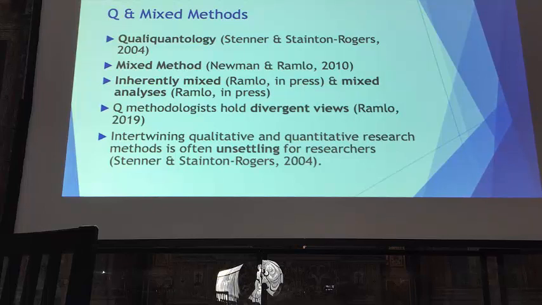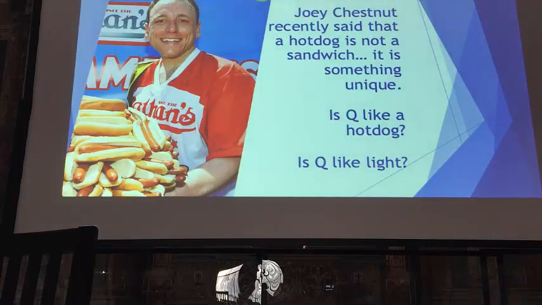We see that it can be mixed in a number of ways, and then Stenner and Stainton Rogers in 2004 also pointed out that intertwining qualitative and quantitative research methods is often unsettling for researchers. Very much like in quantum mechanics, right? The idea of only being able to measure momentum or position, but not both, or velocity, but not multiple things like in classical physics, was very unsettling, even for people like Einstein, whose famous quote was, "God doesn't play dice." So here's a question.